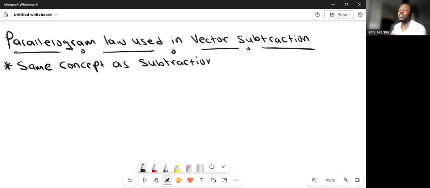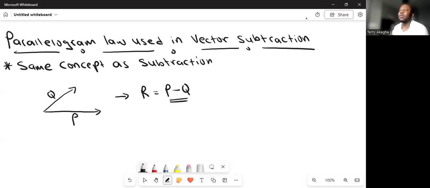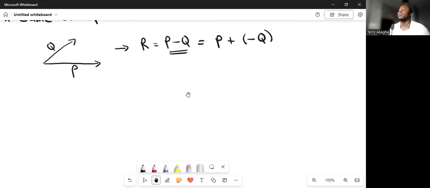Okay, so we've talked about subtraction already. If, for instance, we have Q and we have P, and we're now told to find R, the resultant should be P minus Q. So we're looking for P minus Q now. What it means is that we then have to flip, because this is the same thing as saying P plus minus Q. Are you seeing it? That means we have to flip the Q in the other direction, but we have to maintain the magnitude.